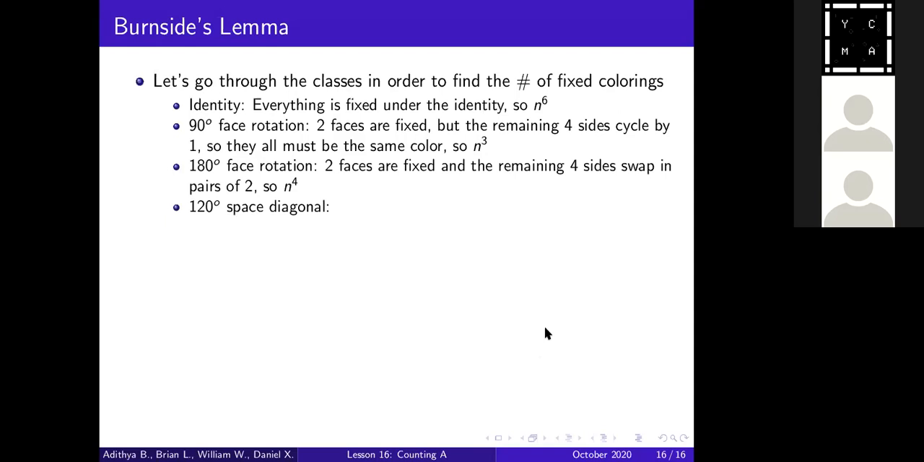So now we can go to our next case, which is the 120 degree space diagonal. Here what we can see is that the space diagonal has 2 endpoints. The 3 faces around each endpoint will all go to each other. They will each form a 3 cycle, and the same thing happens at the other endpoint. So we have two separate 3 cycles. So that's 2 choices, so that's n squared possibilities.